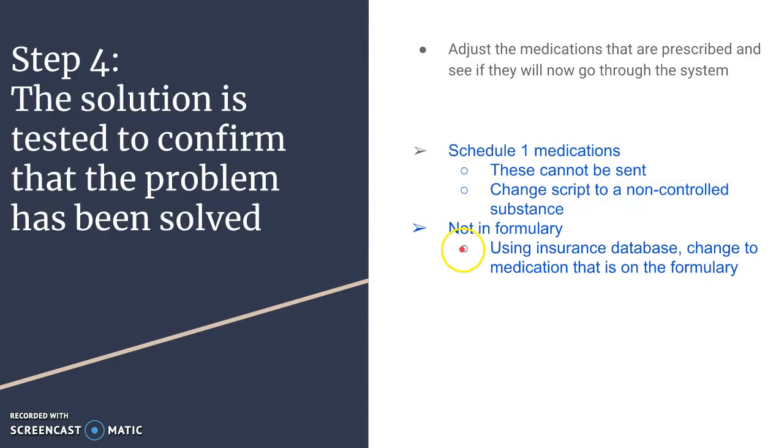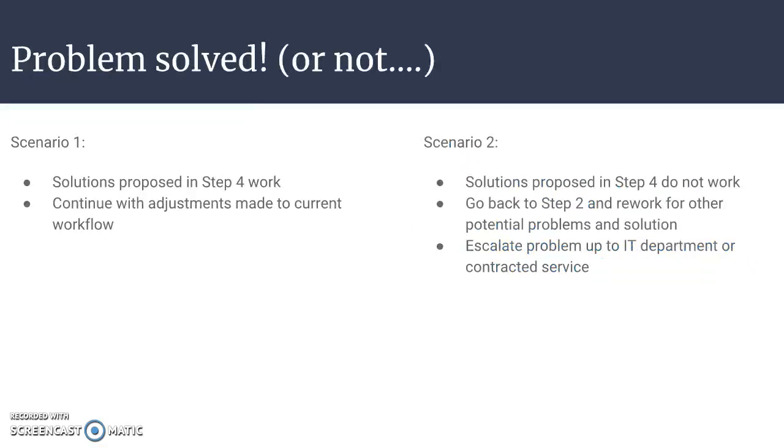For our second problem, we are looking to see if the medication is in the formulary. We can use the insurance's database or call the insurance company and confirm that the medication being prescribed is part of their formulary, and then see that the medication goes through the e-prescribing and makes it all the way to the pharmacy in the end. So hopefully that solves our problem.